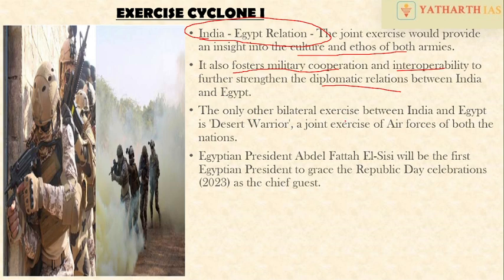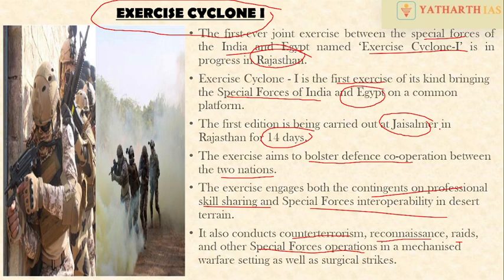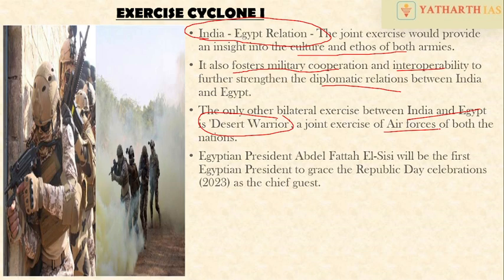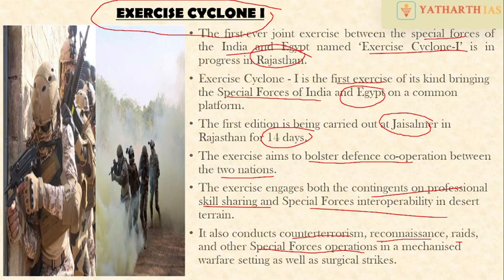The only other bilateral exercise between India and Egypt is Desert Warrior. It is a joint exercise of the Air Forces of both nations. So here it is the special forces participating in Exercise Cyclone, but in Desert Warrior it is between India and Egypt, and only the air forces of both nations will participate. Egyptian President Abdel Fattah el-Sisi will be the first Egyptian president to grace the Republic Day celebrations 2023 as chief guest. This is one of the facts. So please understand, Exercise Cyclone is the first ever joint exercise between the special forces of India and Egypt, and it is happening in Rajasthan.